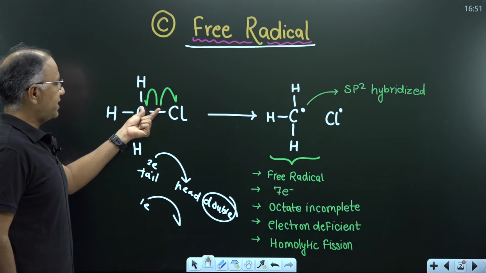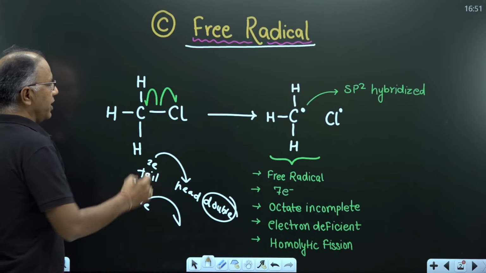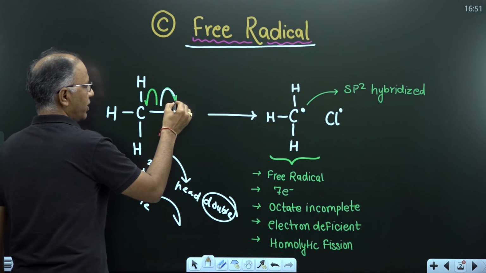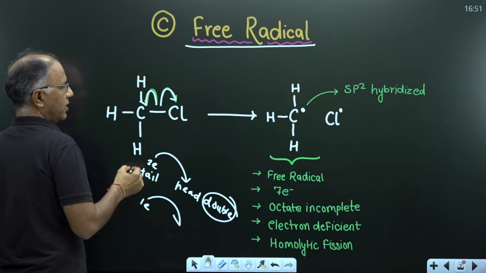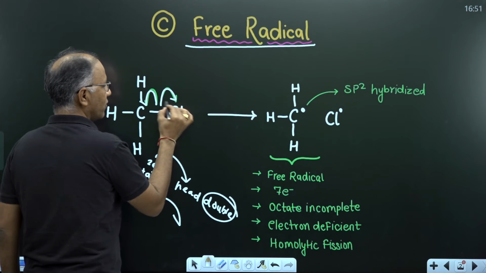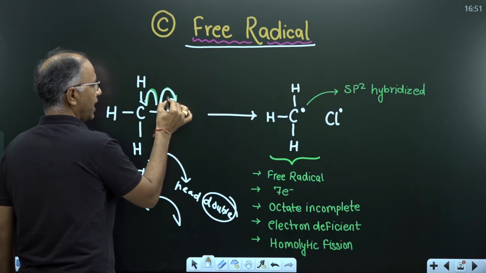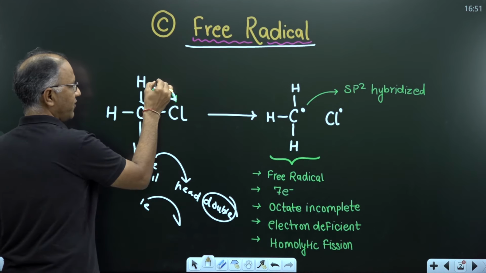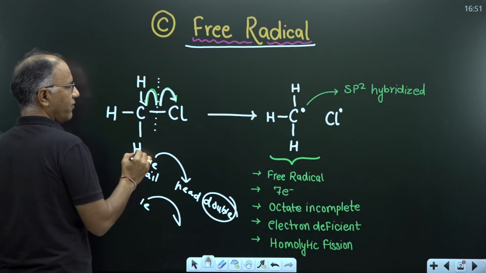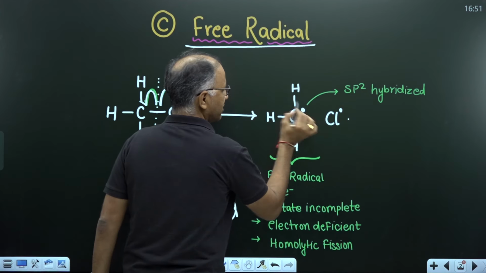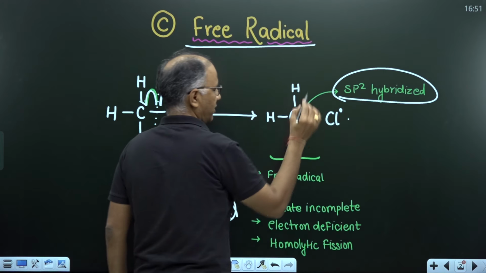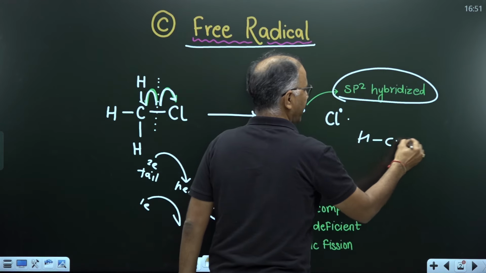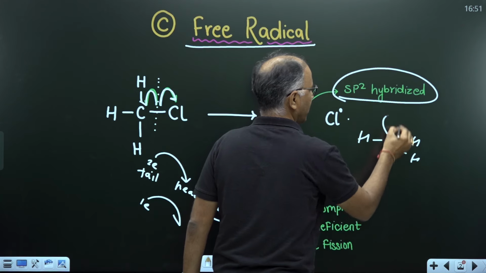Now, this is a sigma bond formed between carbon and chlorine. If I shift 1 electron toward chlorine and similarly 1 sigma electron toward carbon, because I am shifting 1 electron, that's why I am drawing a single-headed arrow. So after shifting these electrons, the bond will cleave to give Cl dot and this free radical. Now this free radical is sp2 hybridized, which means this radical will be in a p orbital.